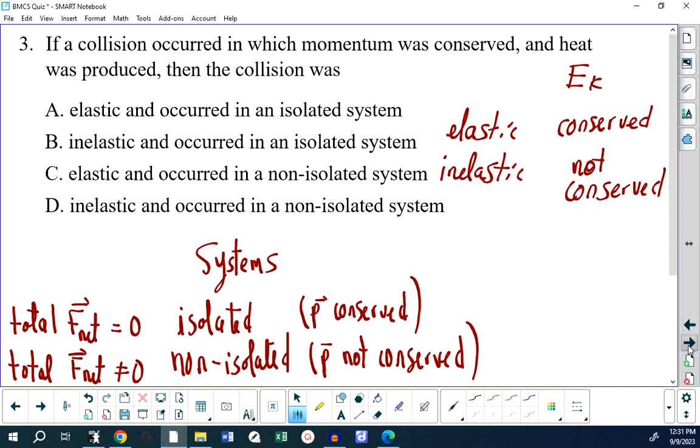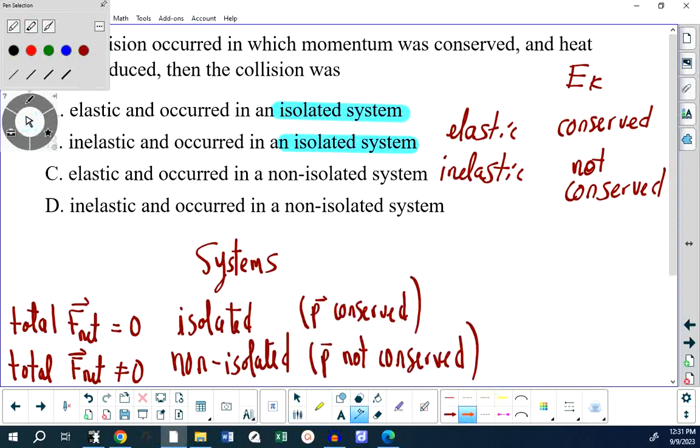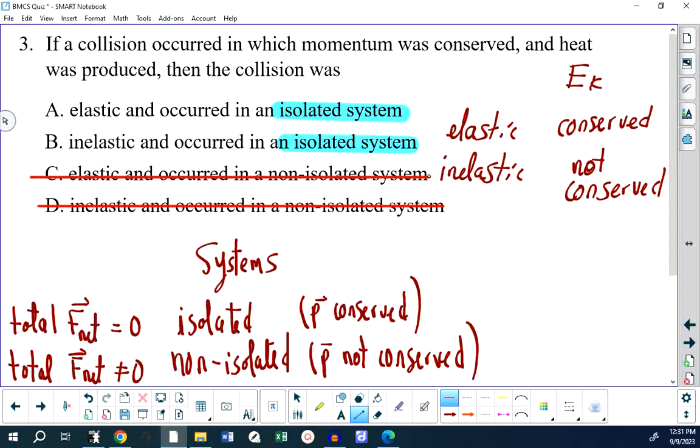So now putting this all together, if a collision occurred in which momentum was conserved, that means it must be isolated. That means the collision must have occurred in an isolated system, so we can right out of the gate take C and D and throw them out. These are not correct. And then we're told that heat was produced. If heat is produced, it's not elastic, because if it were elastic, kinetic energy would be conserved and there would be no heat, which means the correct answer is B.